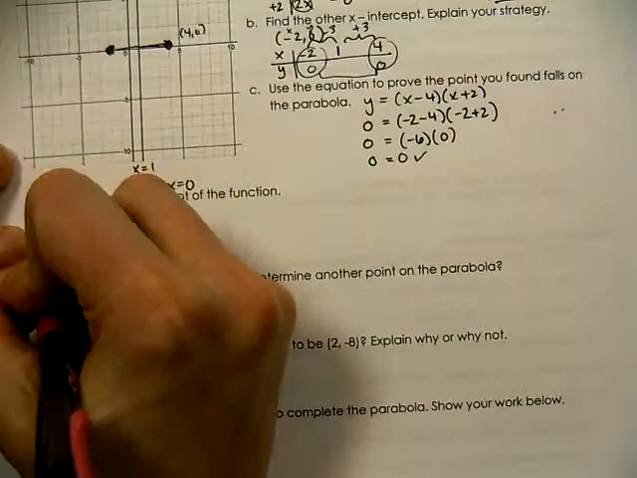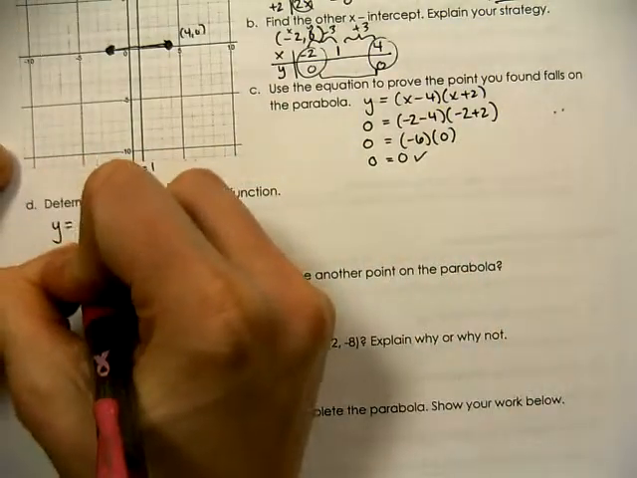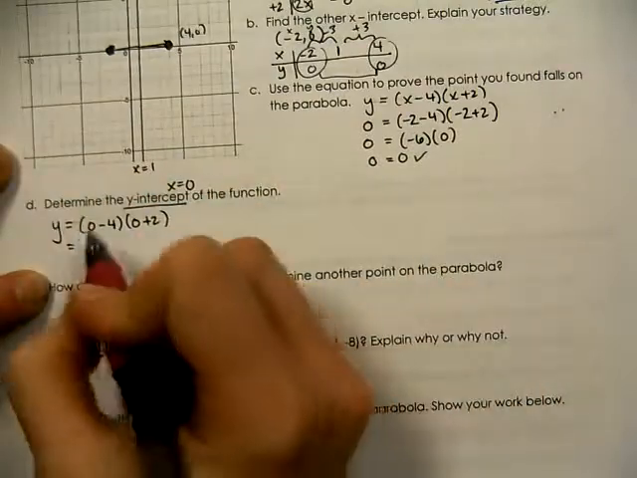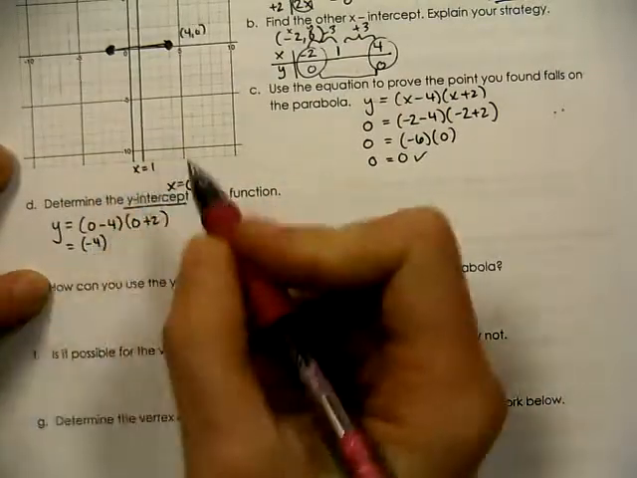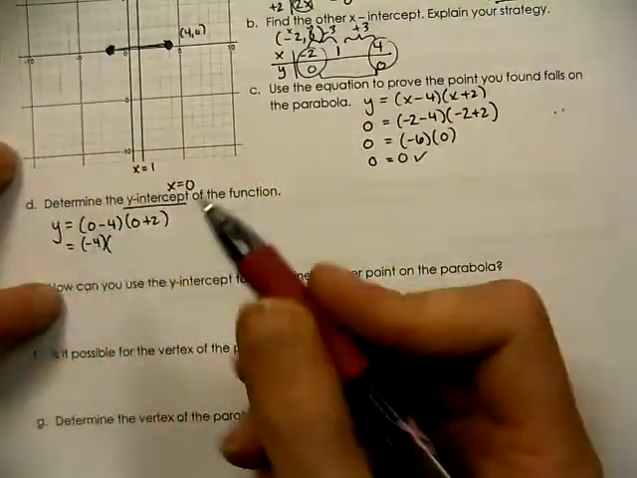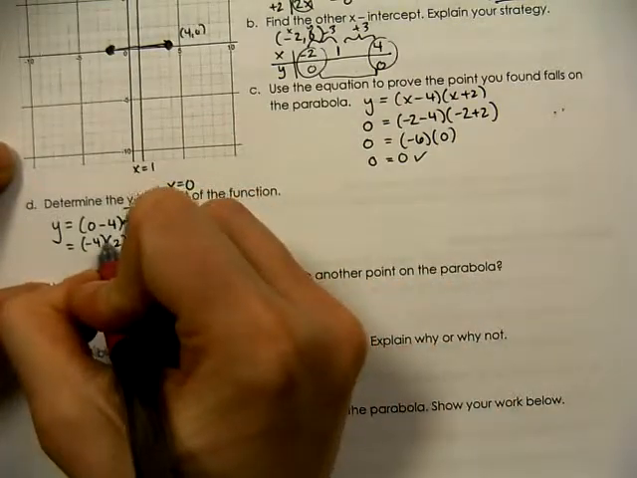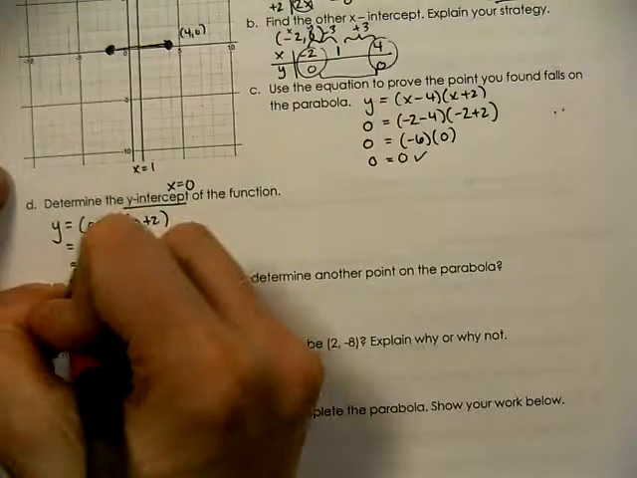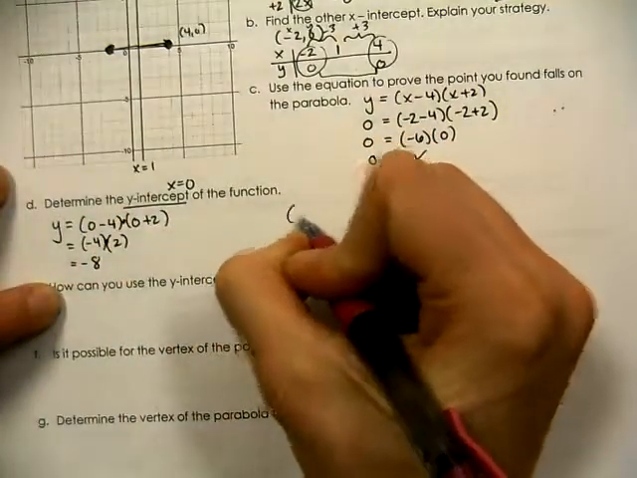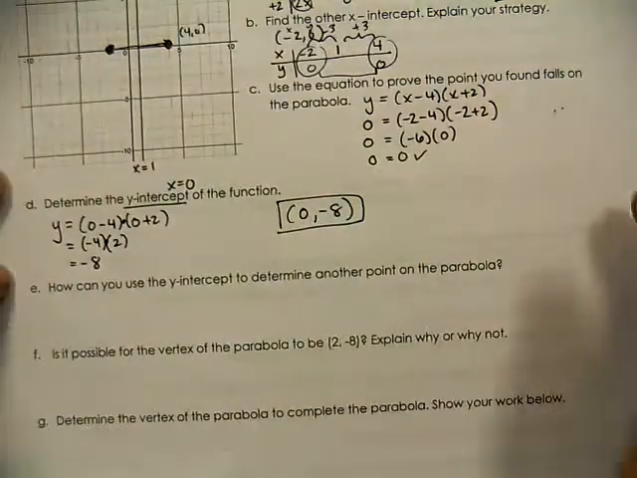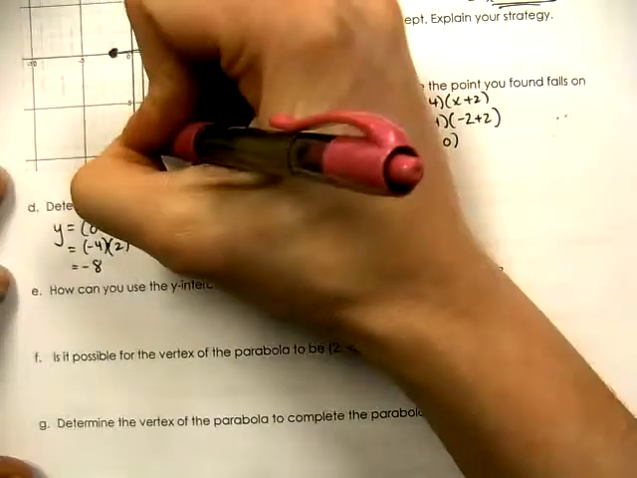So I go back to my equation, y equals, and I substitute 0 in for x. And then I can simplify. 0 minus 4 is a -4. Again, I'm using order of operations, simplifying inside the parentheses first. 0 plus 2 is 2. And now there's that imaginary multiplication. I simplify and I get -8. So my y-intercept will have the coordinates of 0, -8. And I can plot that point now right here.